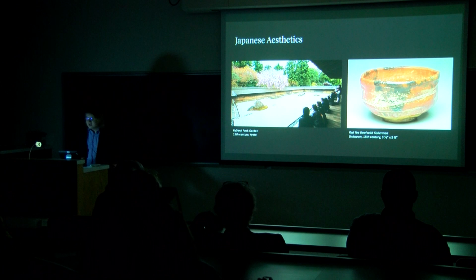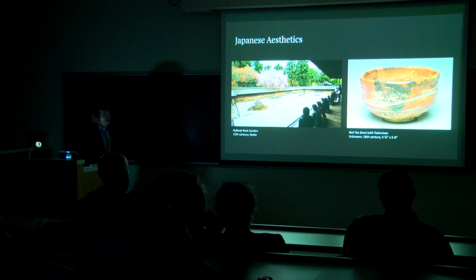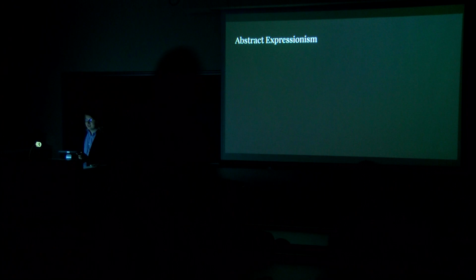And so wabi-sabi is very rooted in beautiful things that are flawed. It's finding beauty in those flaws, in cracks, in blemishes, in malformations, things of that nature. And it's very heavily associated with the simple objects of the people, things like bowls and baskets. And these Japanese aesthetics heavily influenced the abstract expressionist movement of the Western world, and especially the United States in the 50s and 60s.